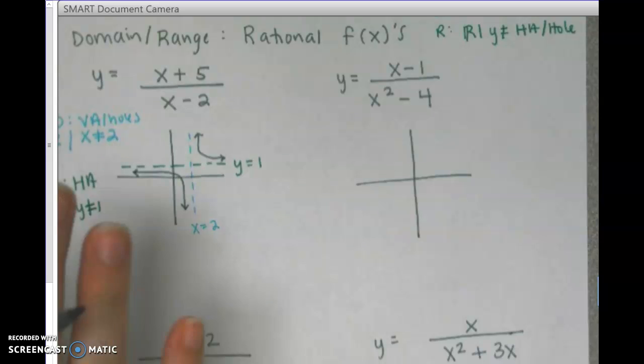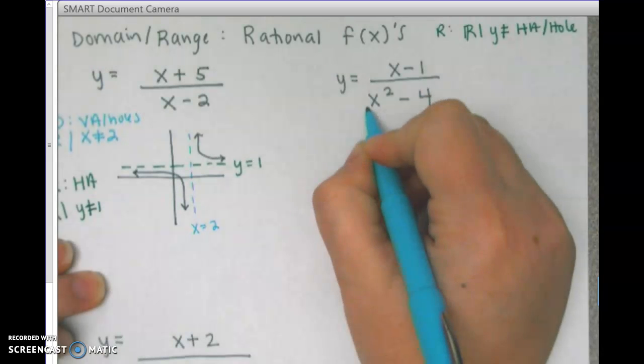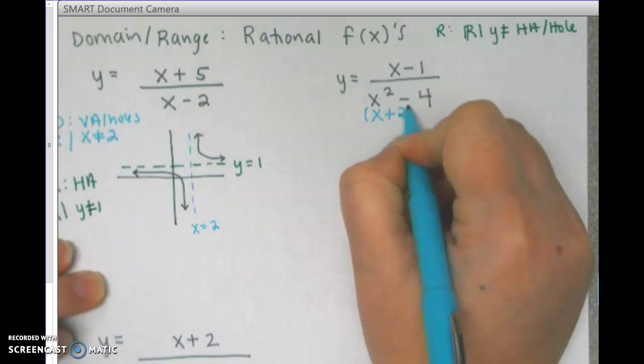All right, so we're literally just skipping over the vertical asymptote and the horizontal asymptote. All right, second question, I do want to factor this denominator. That's going to be x plus 2 and x minus 2.